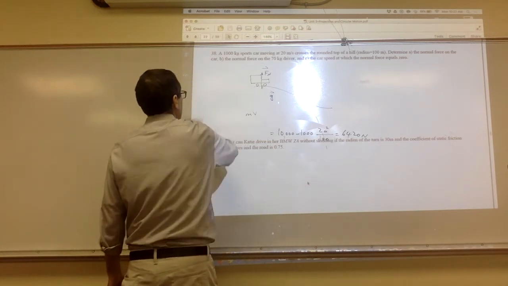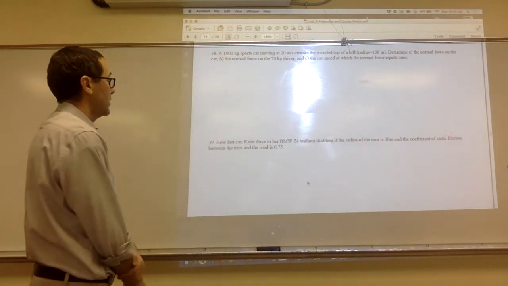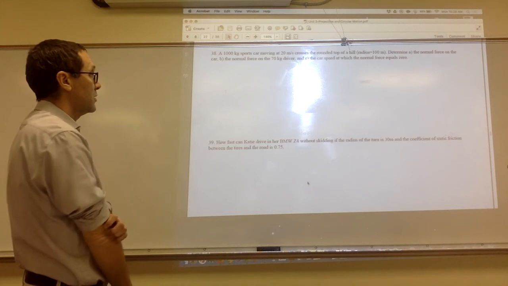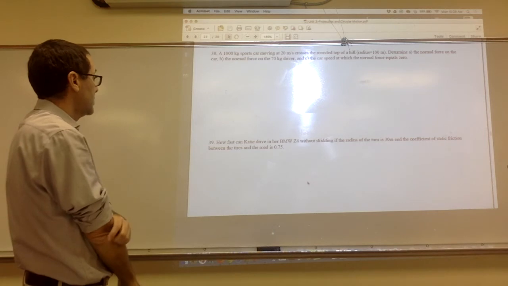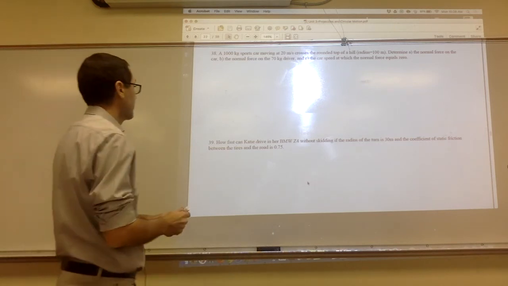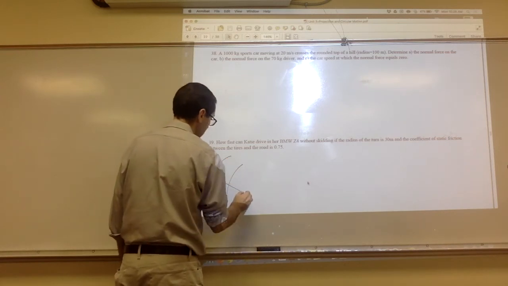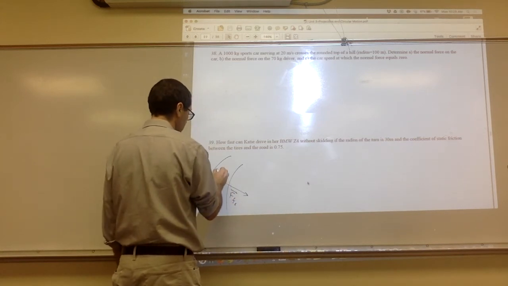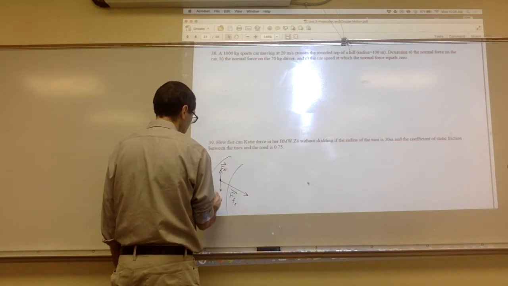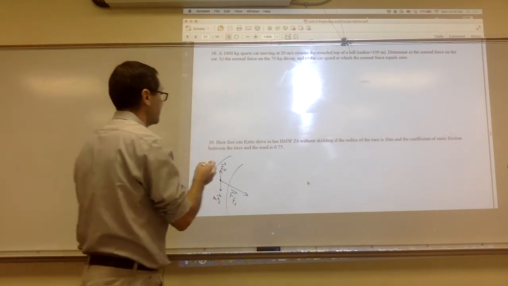Okay. Now the next one is, how fast can Katie drive in her BMW Z4 without skidding if the radius of the curve is 30 meters and the coefficient of static friction, see how I say static friction here, it's not kinetic, between the tires and the road is 0.75. All right, same thing. So you're going to draw your free body diagram. This is your centripetal force. Going up is your normal force, and down is your mg. And those two are equal because the car never leaves the surface.